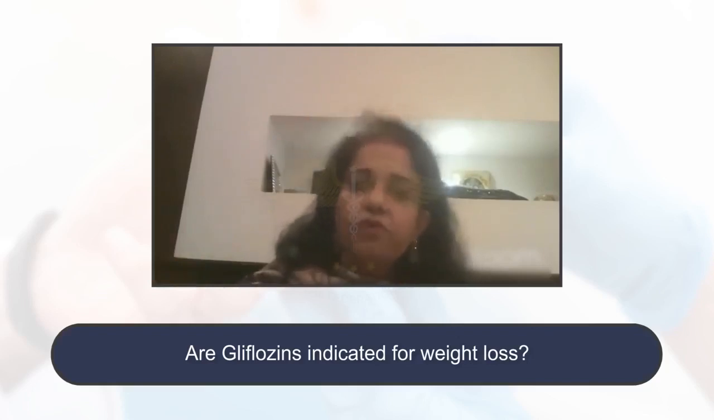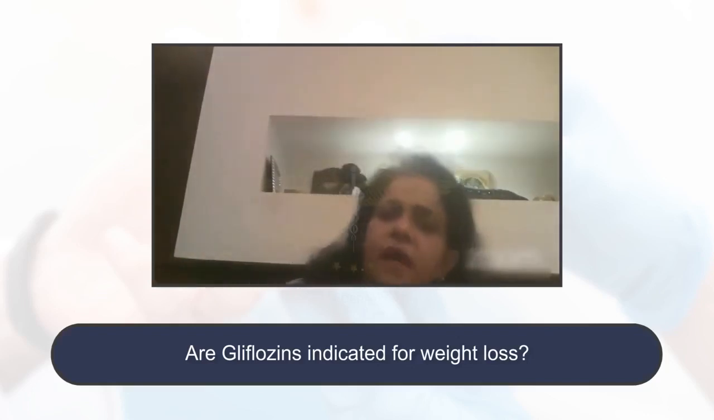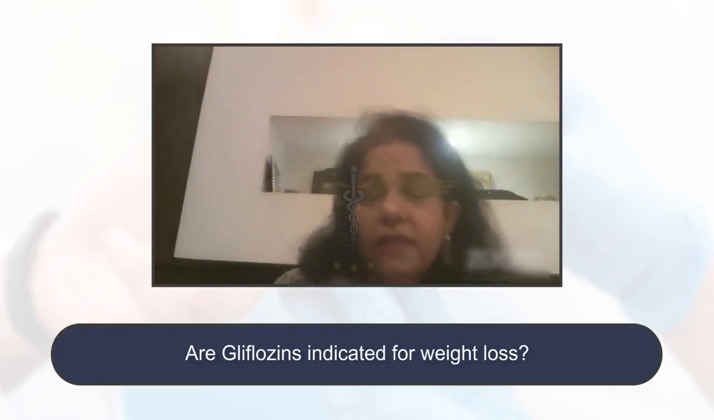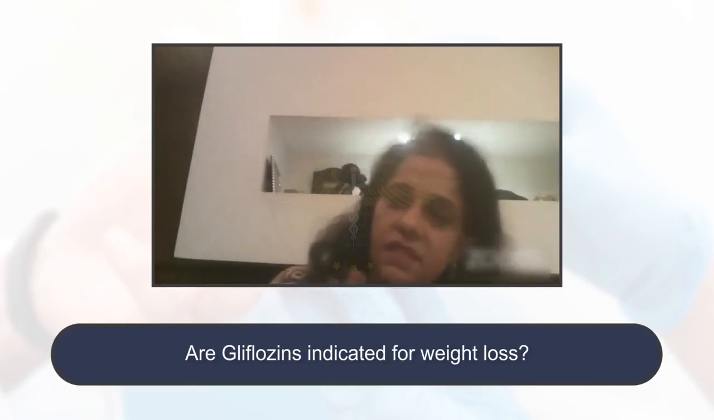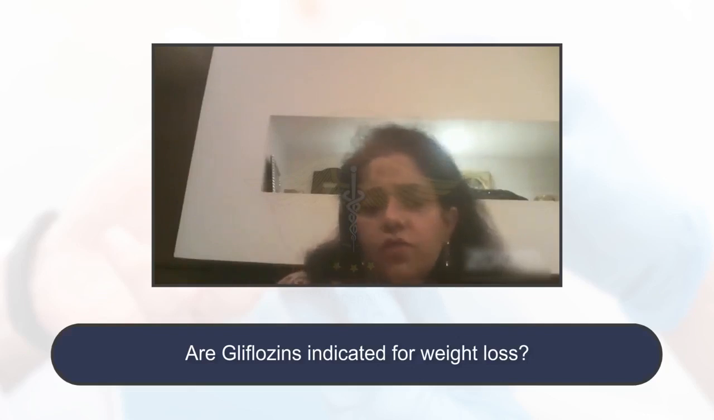So for every gram of glucose that is filtered, the patient loses about 4 calories. So if 70 grams of glucose are lost, the patient loses about 240 calories per day. And so he's losing 240 calories, he loses weight. This is the principle in type 2 diabetic patients. But in a non-diabetic, there is no upregulation of SGLT2, so it doesn't help.